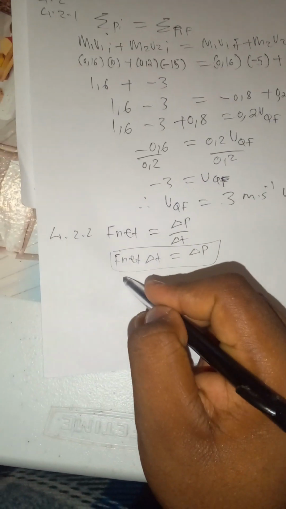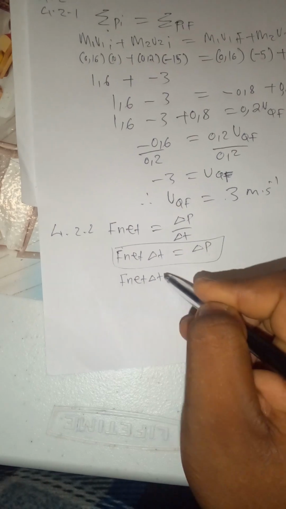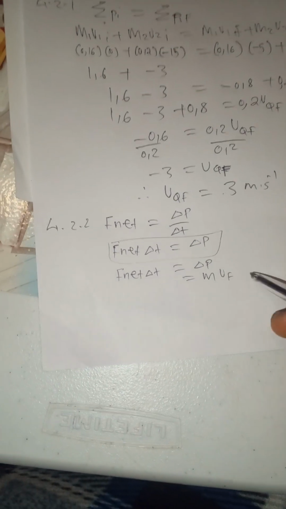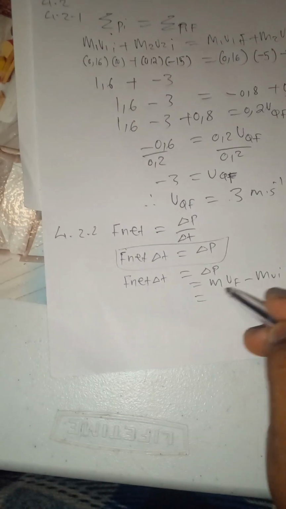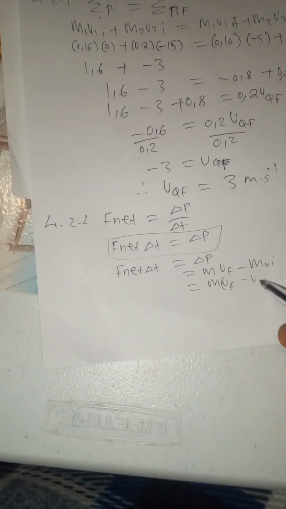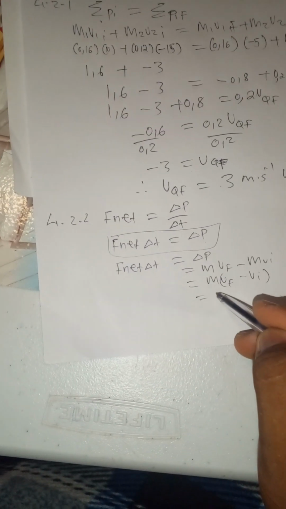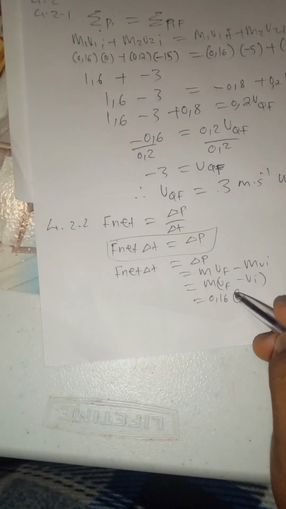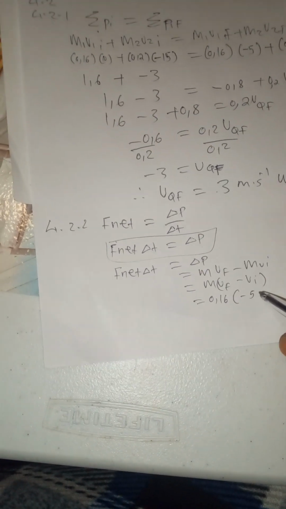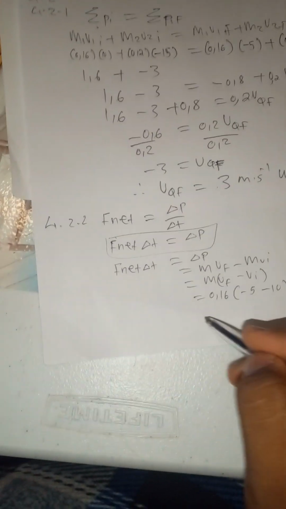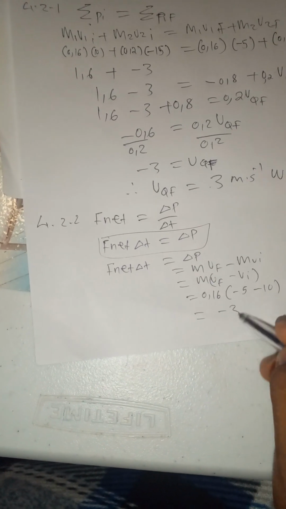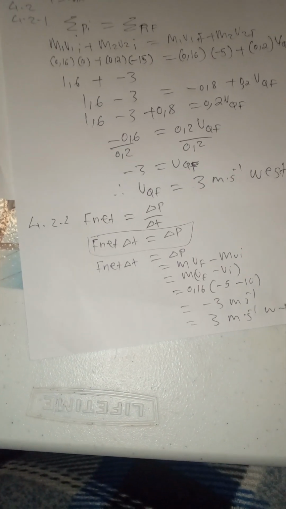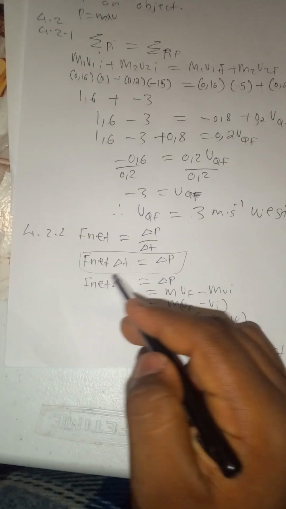So let me just do it like this. F net delta t, which is the impulse, is equal to delta P, which is m vf minus m vi. I'll just say m times (vf minus vi) because m is common. The mass there is 0.16, then put minus 5 and minus 10. When I do the maths on my calculator, it will give me minus 3 meters per second, so it will be 3 meters per second west. That's how you do it. So impulse is F net delta t.